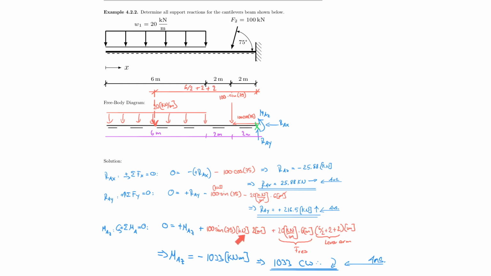And for our last identifier, the moment here, we found a negative answer, because you can see that if I equate this equation to MAZ, it becomes negative. And that means that we assumed incorrectly, which of course makes sense, because everything turning counterclockwise cannot be true for a balanced system. So therefore we needed to rotate against it, or clockwise, with 1033 kilonewton meters. And that completes this problem, and we are now ready to tackle other distributed force types. We will do that on the next page, and I will see you there.